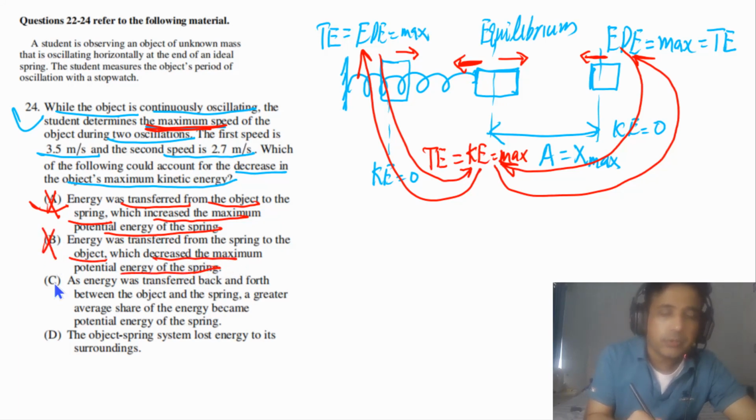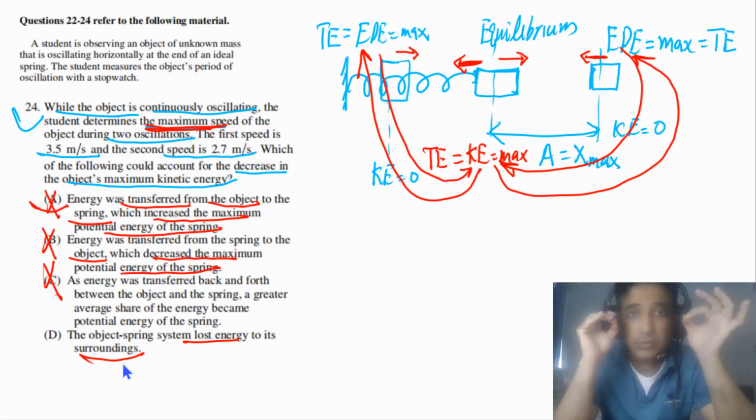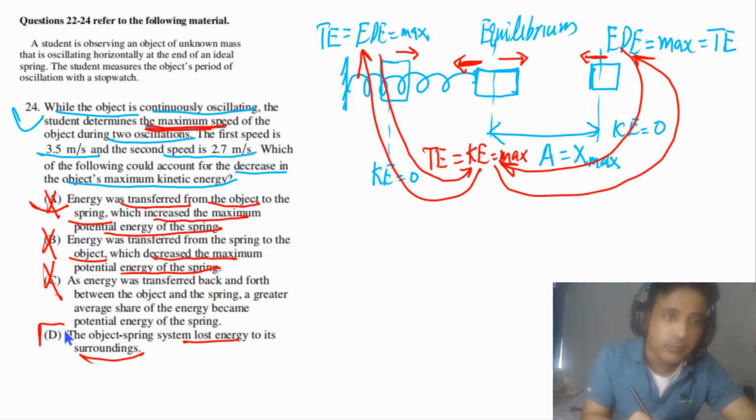This is also incorrect. As energy was transferred back and forth between the object and the spring, a greater average share of the energy became potential energy of the spring. Incorrect. The object-spring system lost energy to its surroundings. So if maximum speed is lower, it means the system has lost energy to surroundings. So the answer for this question is D.